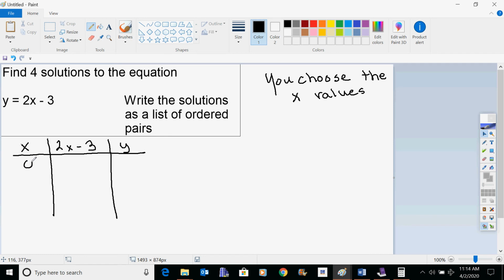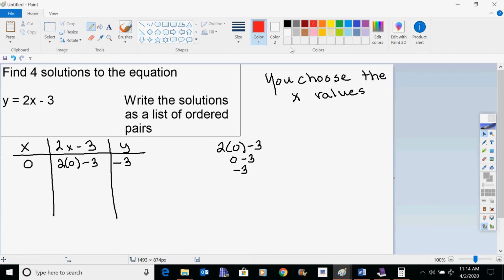Like for example, I want to pick the number 0. I usually like to pick the number 0, quite honestly, because when I plug 0 in for x, this is easy to do. 2 times 0 is 0. So I have 2 times 0 minus 3. That gives me 0 minus 3, which gives me a y value of negative 3.